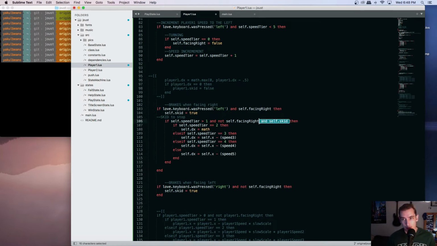We can get rid of this, because this will just be, yeah, this should only be called once, because until skid gets reset, left won't do anything. So we're going to say if its speed tier is greater than 1 and it's facing left. Is that right? Oh my god, when facing.